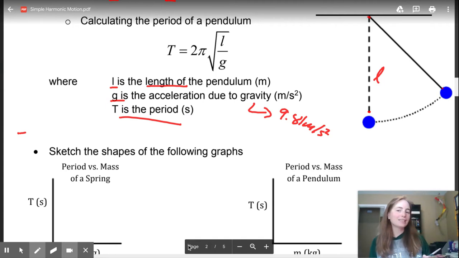Well, notice, ladies and gentlemen, with T equals 2 pi root L over g, there's no mass. Well, doesn't the mass impact the period of the pendulum? No, it doesn't. It impacts the kinetic energy, it impacts the gravitational potential energy, but it doesn't impact the period.